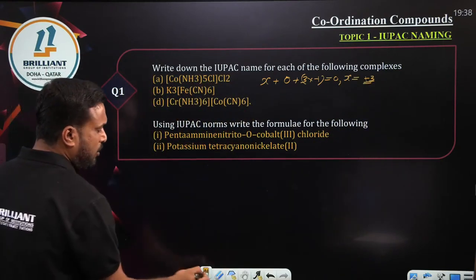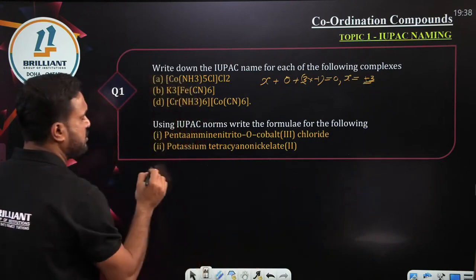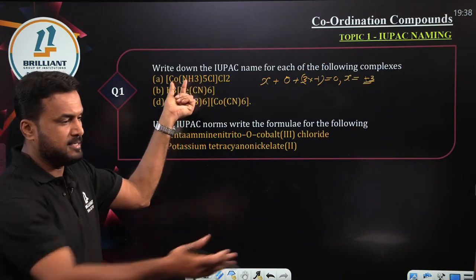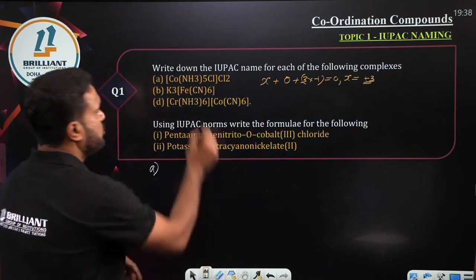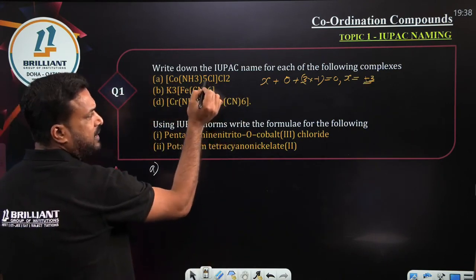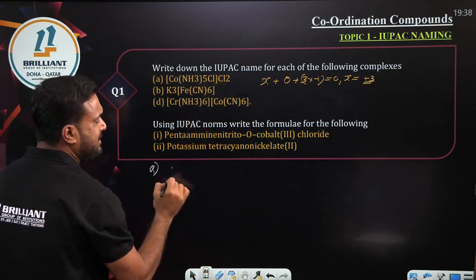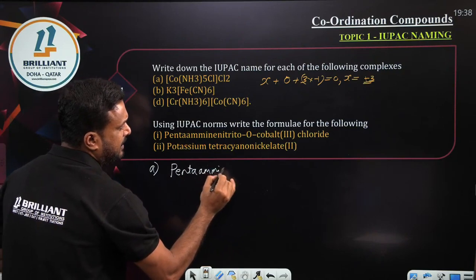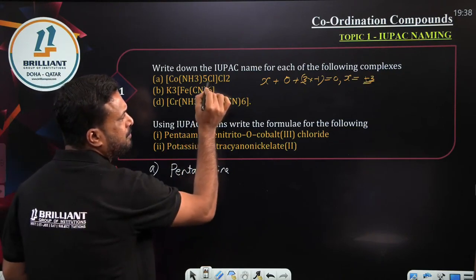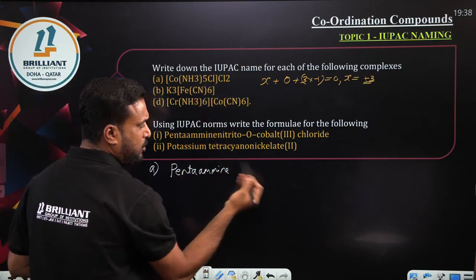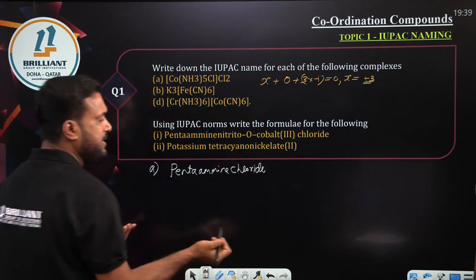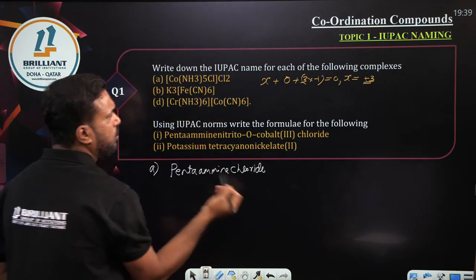So I will write the name below. The name for the first one, A. We have ammine, the NH3 ligand. Yeah, people are writing correctly. So ammine and chlorine. Chlorido or chloro you can use. So I will write the name directly, pentaammine. After that, monochloro, or you can write chloro or chlorido. It's the same only. Pentaammine, chlorido or chloro you can write.